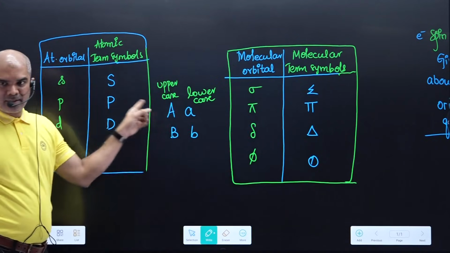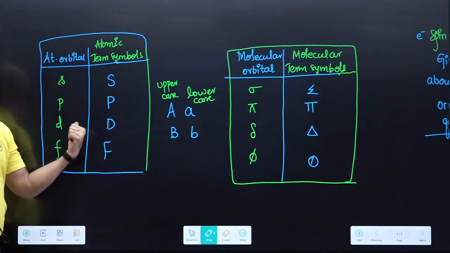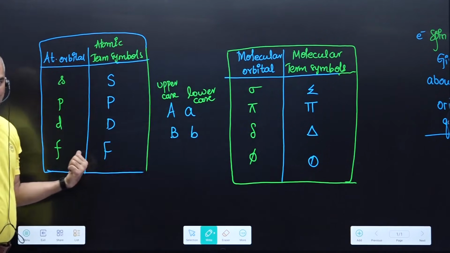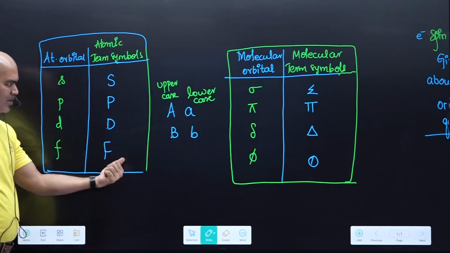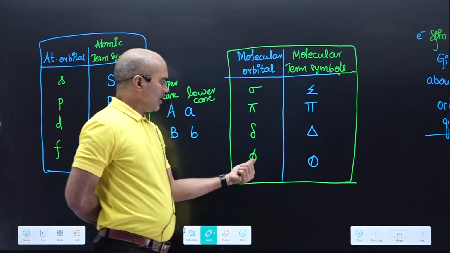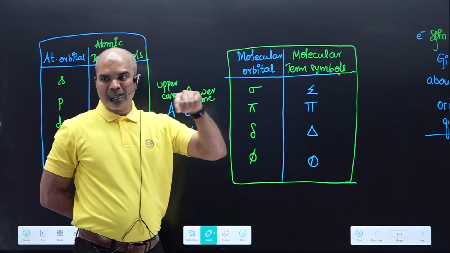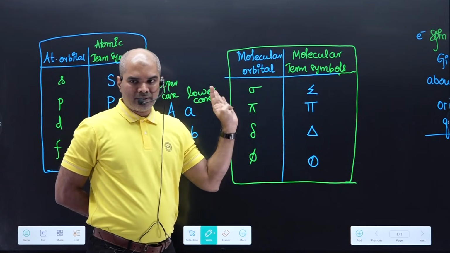Next one, P. This is P means P. D. And this is F. So that is how they correlated. F orbital, F term symbol. F molecular orbital, phi term symbol, all are correlated. Okay, S, P, D, F.